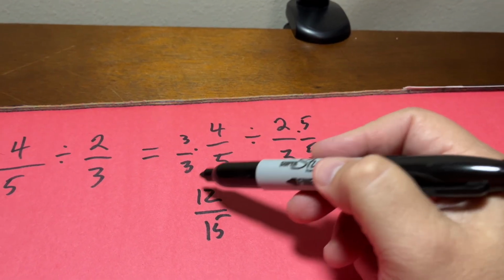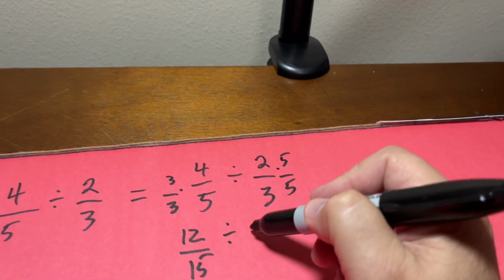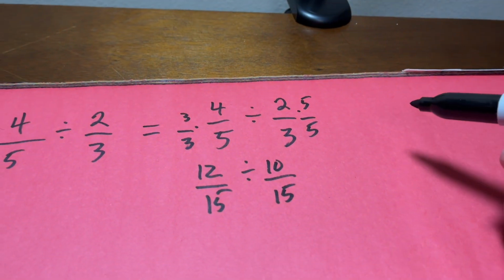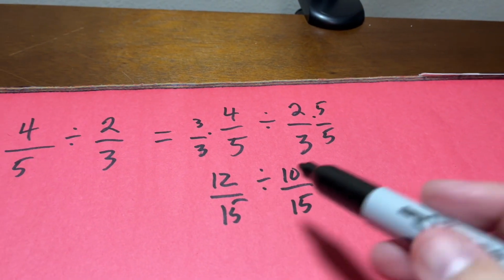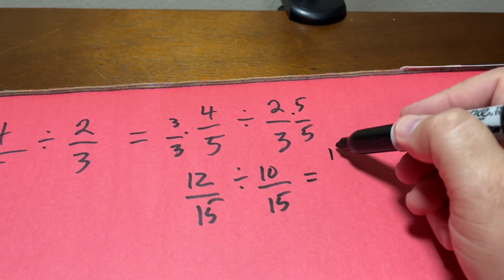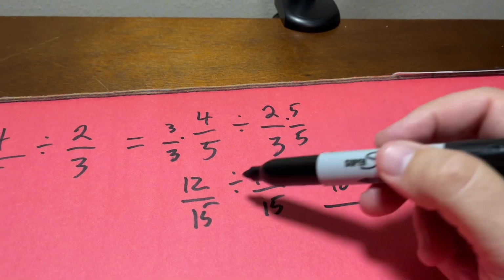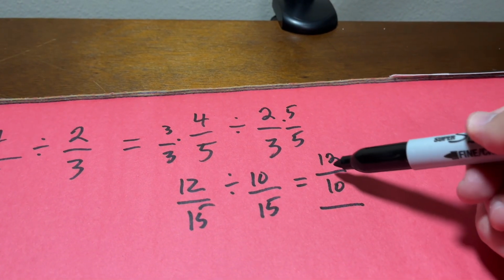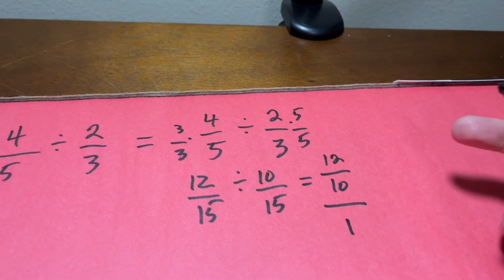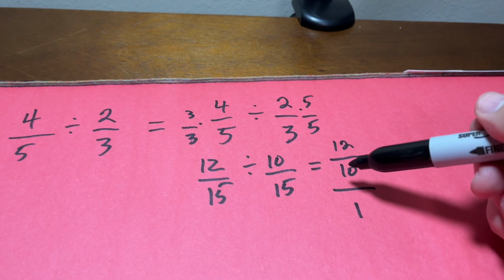So this becomes an equivalent fraction of 12/15. 3 times 4 is 12, 3 times 5 is 15. And this becomes 10/15. So now I have a common denominator, and now I can divide. Well, you can't really divide 10 into 12 evenly, so I'm just going to leave that. 12 divided by 10 looks like this. 12 divided by 10. 15 divided by 15 is 1. Well, at least I just have one fraction now.